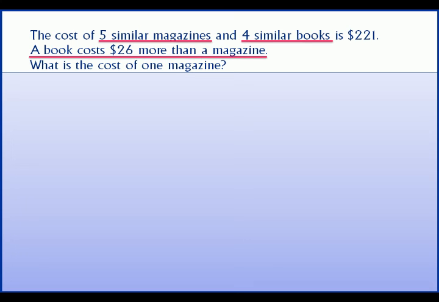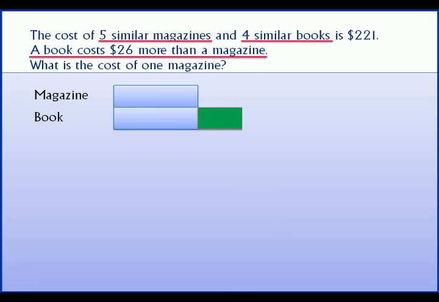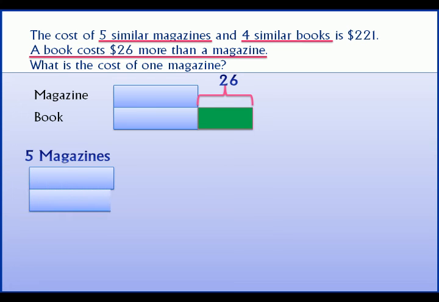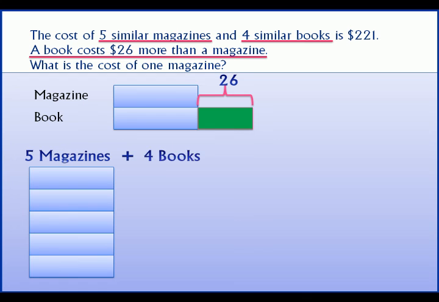A book costs $26 more than a magazine, so the magazine comes after "more than", and hence we draw a model for the magazine first. Magazine gets 1 unit, so book should be 1 unit plus $26. And he bought 5 magazines, 1, 2, 3, 4, 5, represented by 5 units, plus 4 books. So a book is represented by 1 unit plus $26.